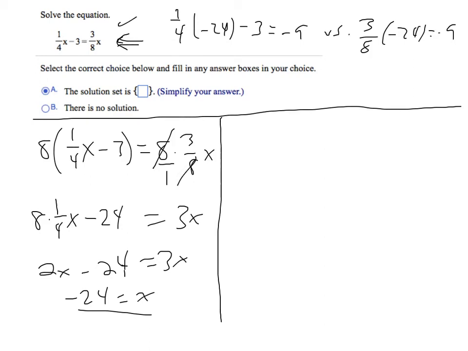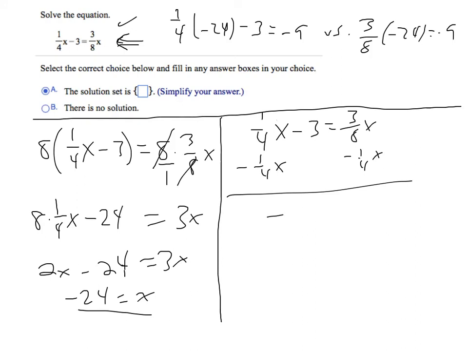Okay, so let's suppose that we didn't like this idea of multiplying on both sides to get rid of things. Because here the terms are all separated, I have some x terms and some non-x terms, there's no reason I can't just treat this like a normal equation, and put my x's on one side and my non-x's on the other. So for example, I'll just rewrite the problem here: 1/4 x minus 3 equals 3/8 x. So I might subtract 1/4 x from both sides. If I do that, on the left side, I'll just have negative 3.